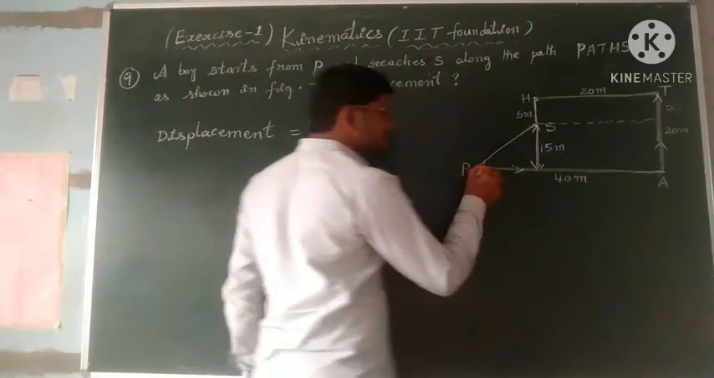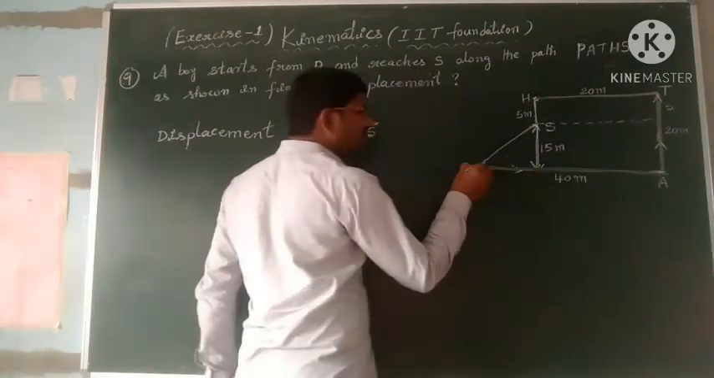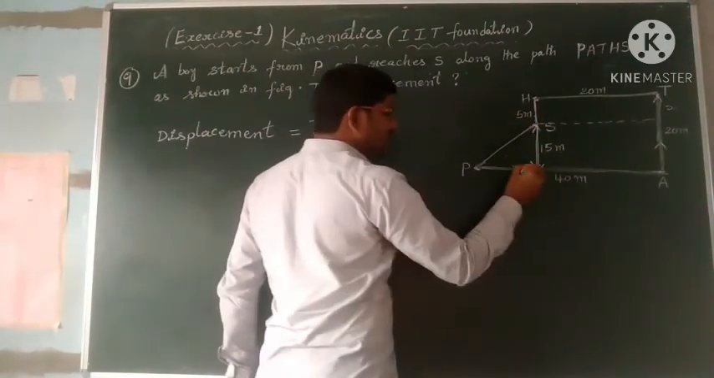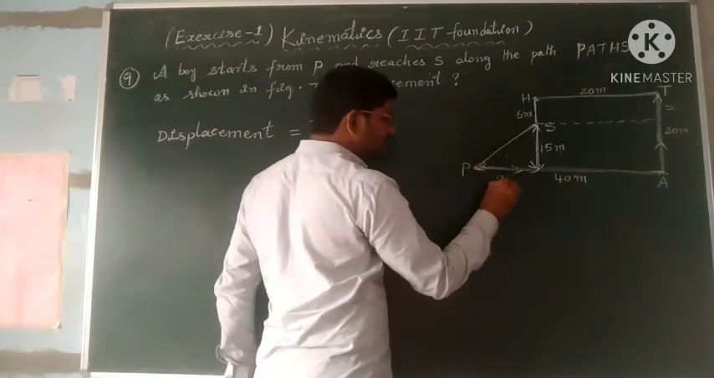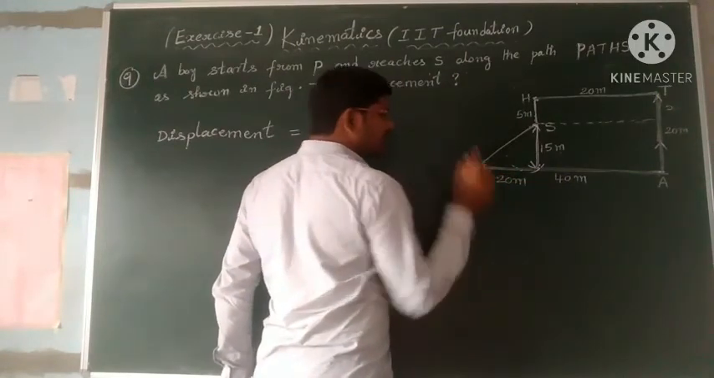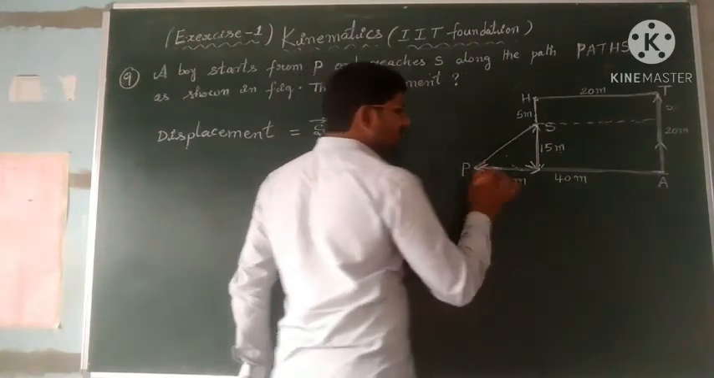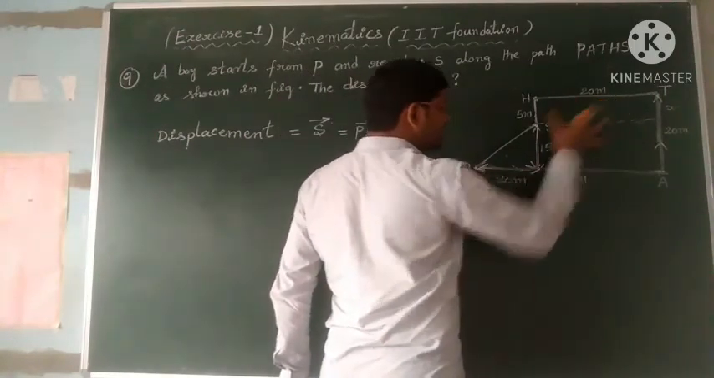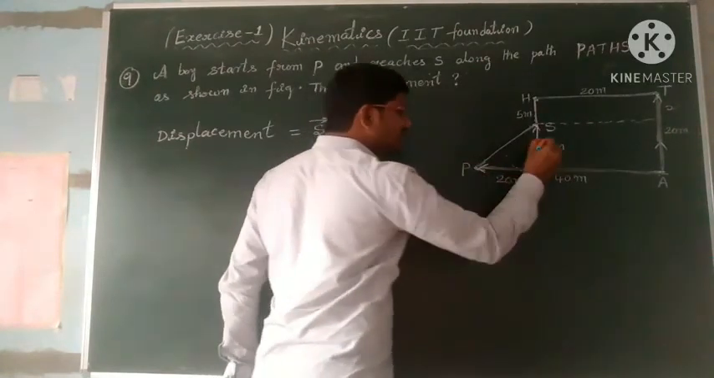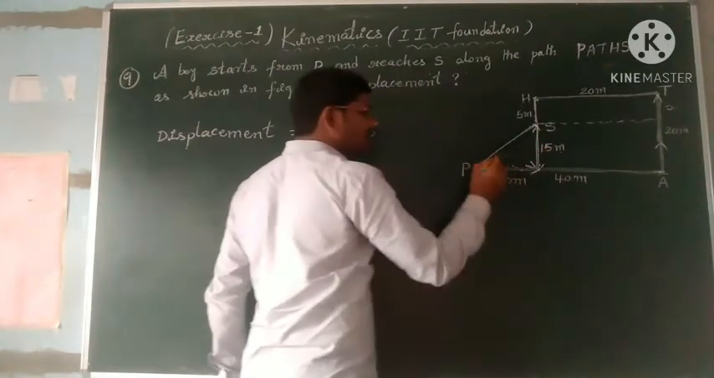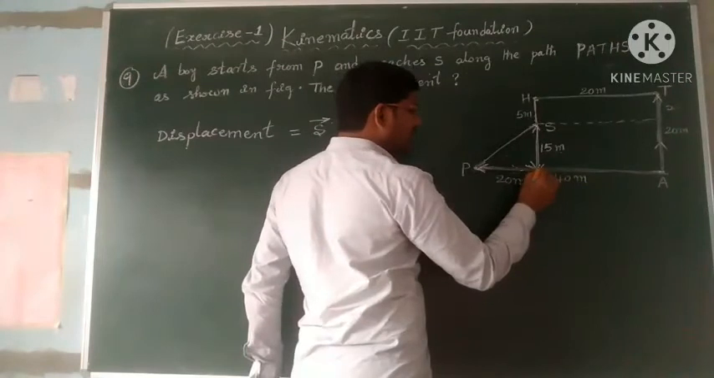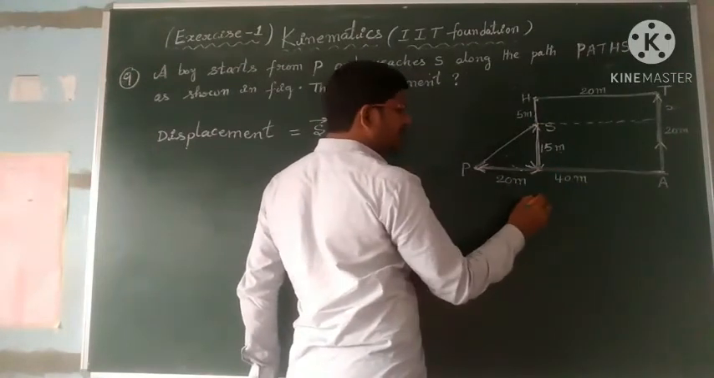And we know this is totally 40 and this part is 20, so the rest of this part will become 20 meters. Okay students, total distance is 40 and this is 20, so the rest of this distance is 20. This is 20 and this is 15. So I want this. Let this be the perpendicular.